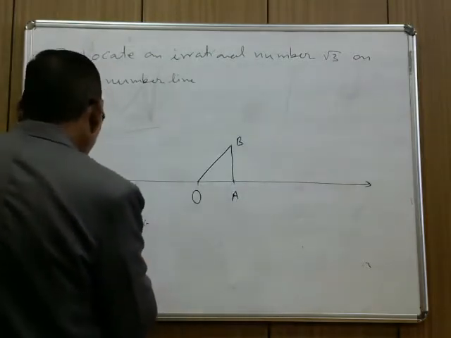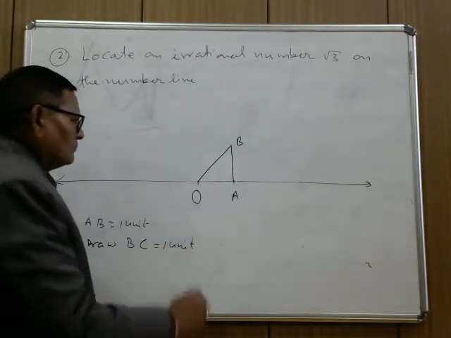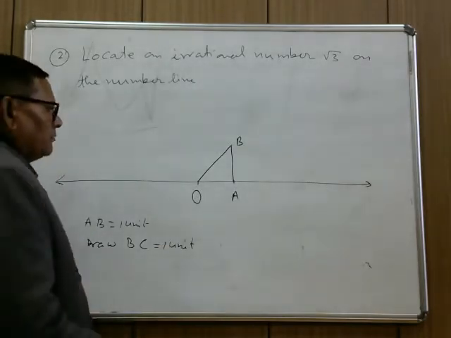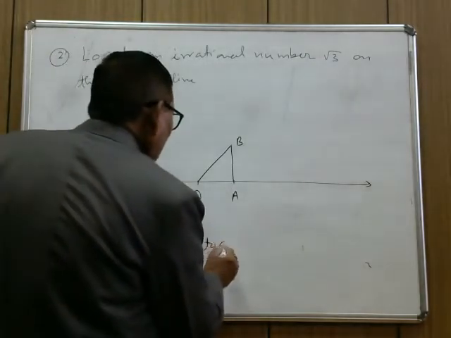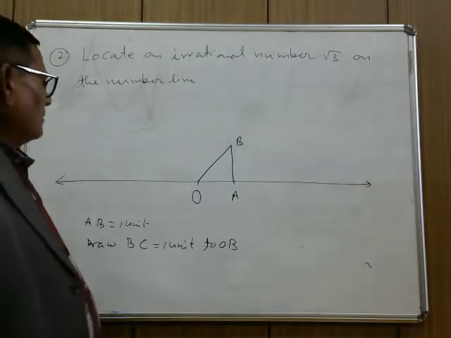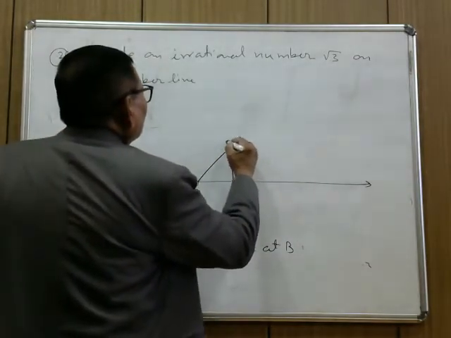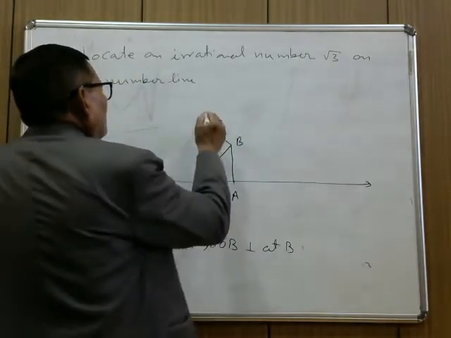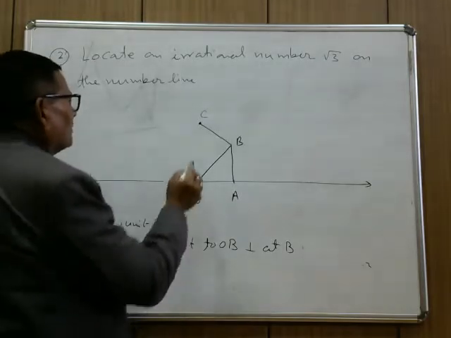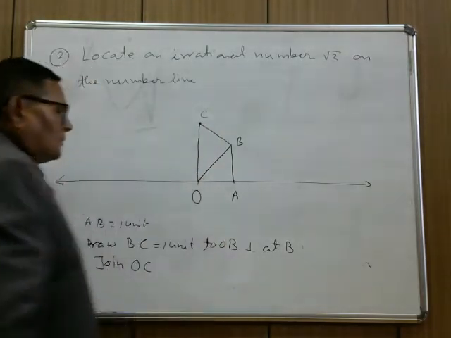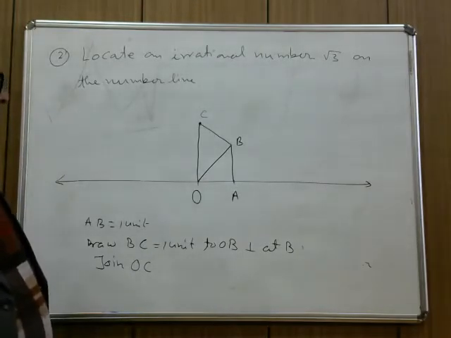Similarly, draw BC equal to 1 unit to OB perpendicular at B. Now I am showing this just to see it. This point is C, join OC. Now taking O as center and radius equal to OC, how will find OC?